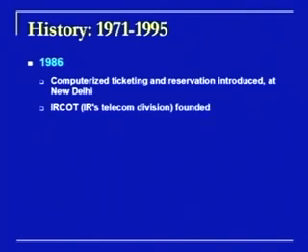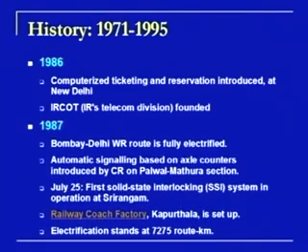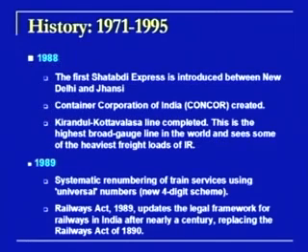Then there was the Telecom Division of Indian Railways, which was named as ERCOT, and that was founded in 1986. Ticketing system was made available from 1986 onwards. There was automatic signaling system, another safety aspect which was taken up, and then the next safety aspect was in terms of solid state interlocking system, which was made operational. The electrification was 7 to 75 route kilometers in the year 1987.